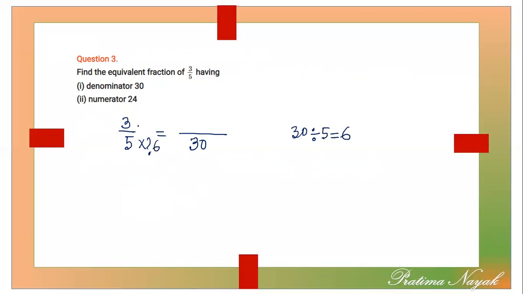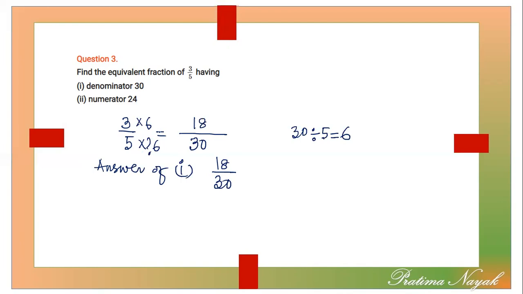So the same will be multiplied here. 6 times 3 will be 18. So the answer is 18 by 30. Answer of part 1 is equal to 18 by 30.